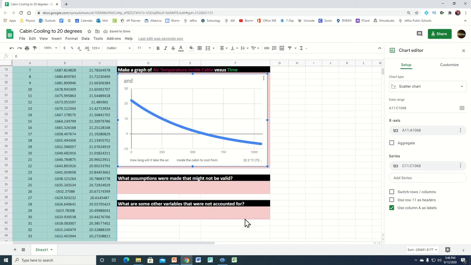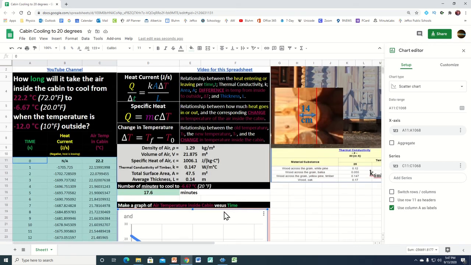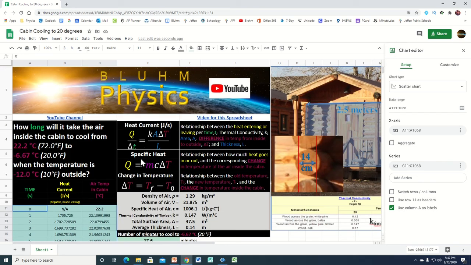I'm going to leave these two questions for you, but as often in physics, we set up a problem and find out that we best use the variables that we were aware of, but sometimes there's other variables that we weren't accounting for. So two things. What assumptions were made that might not necessarily be valid, and what are some other variables that were not accounted for? So type your answers there. It's not grading it to see if you got it correct, but something for you to think about. Okay, that is heat current in combination with specific heat, and quite a useful problem.